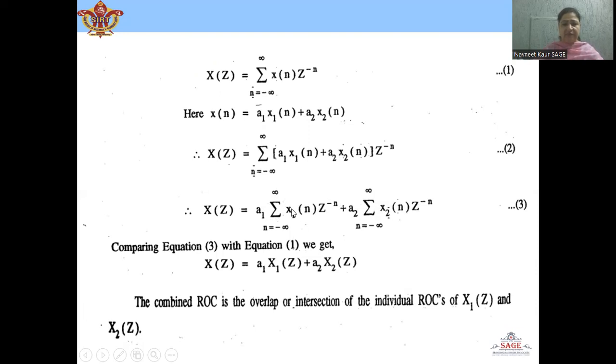Now if I consider this part of the summation, this is actually the formula for the Z transform of x1(n), which we have already discussed. It is X1(z). Similarly, this part of the summation is the formula for the Z transform of x2(n), which we have already taken as X2(z). So we will write X1(z) here and X2(z) in place of this summation. So this is the final Z transform. This is the property: if the signal is this, then the Z transform will be this. Now the ROC will be the intersection of the individual ROCs of X1(z) and X2(z).